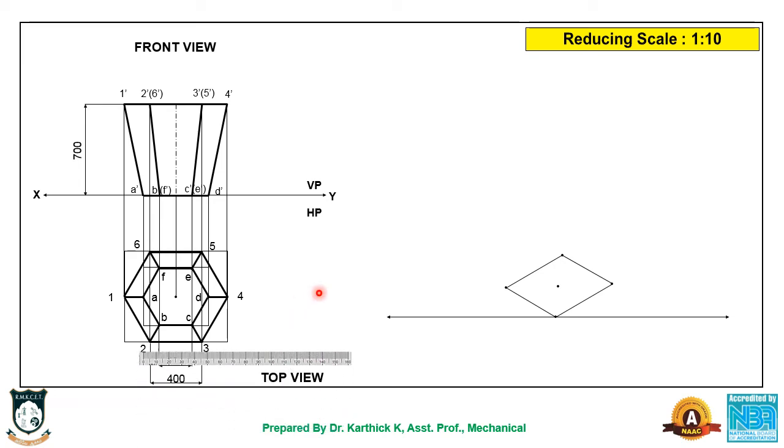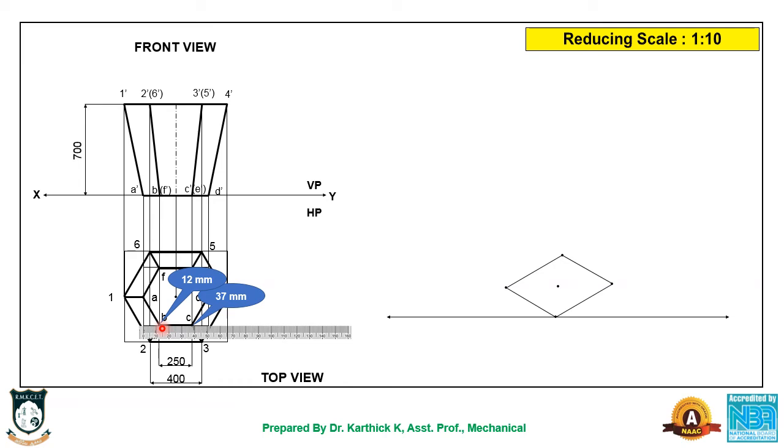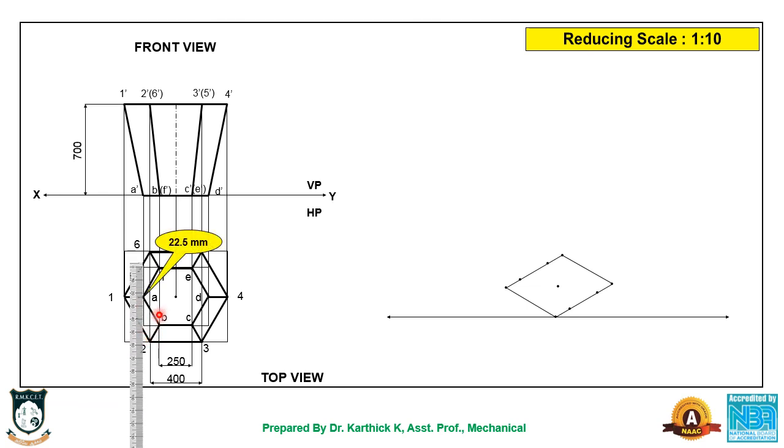After that, okay, the point B is 12 mm from this edge and 37 mm. Point C is 37 mm from this edge. So 12 mm, 37 mm. Similarly, on this side, point F and E. So we have transferred 4 points. Next one is 22.5. Point A is located 22.5 from here. Okay. So now we have converted all the 6 points A, B, C, D, E and F.